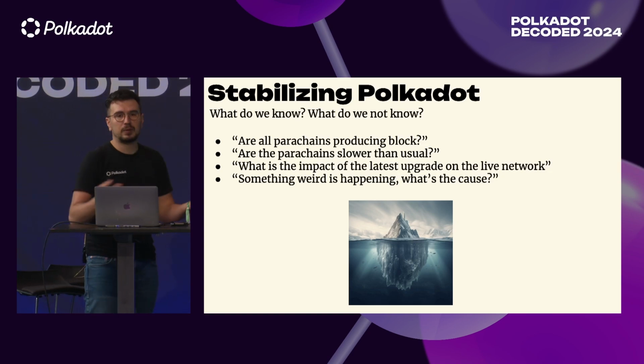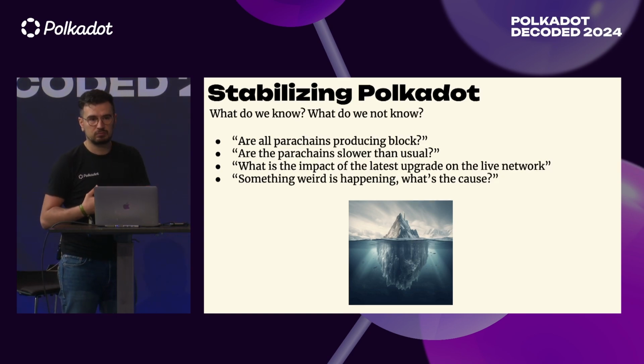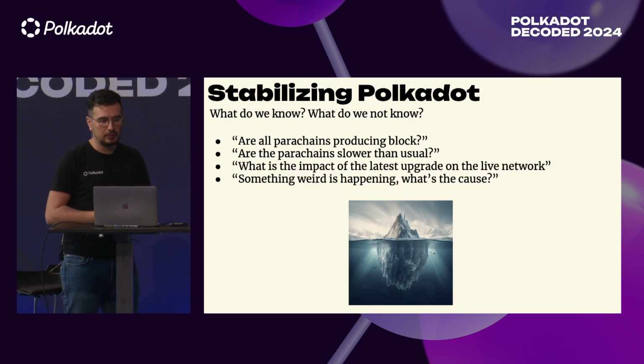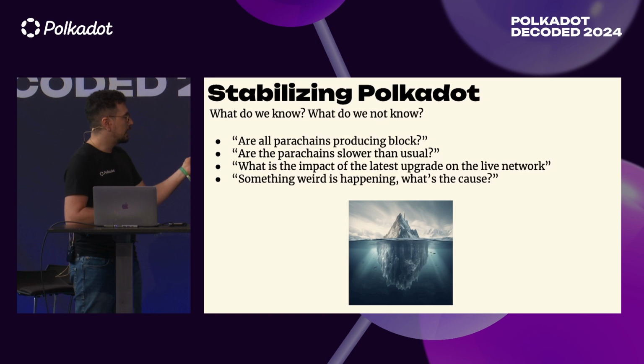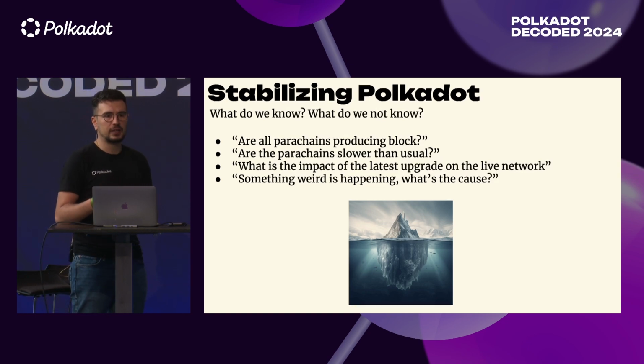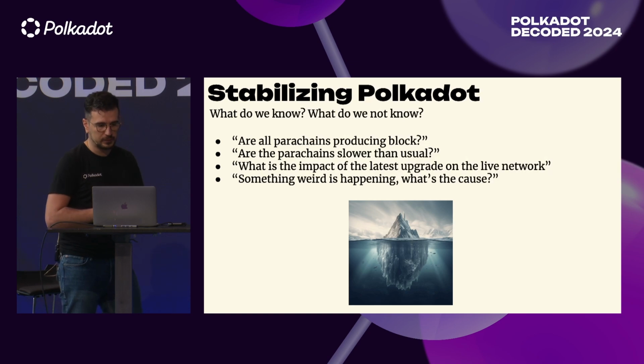Typical things are: are all parachains producing blocks? Is a block slower than any other? Or is something unusual happening on a parachain? As I said before, what is the impact of the latest upgrade on the network? How can we quantify that, measure that to react as early as possible?